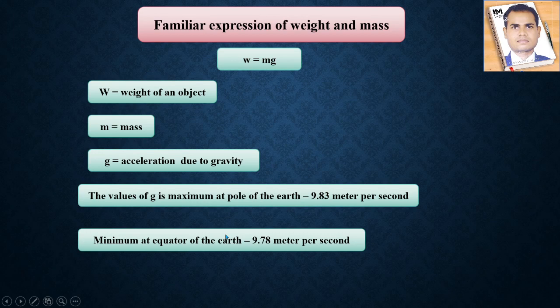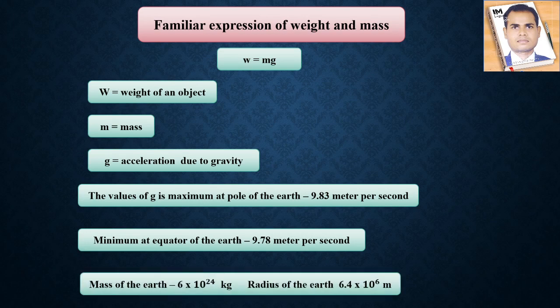So we have these values of acceleration due to gravity which are actually present on the earth. The mass of the earth is 6 into 10 raised to 24 kilogram, and the radius of the earth is 6.4 into 10 raised to 6 meter. So we have now this information related to the earth.